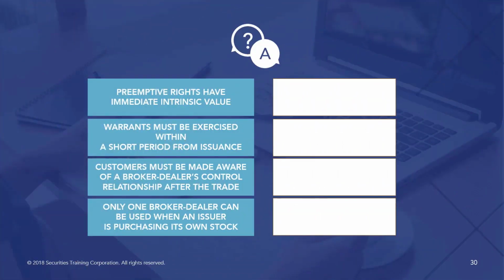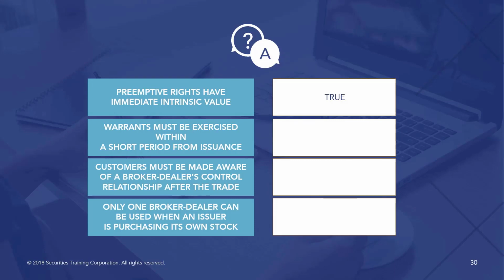Number one, preemptive rights have immediate intrinsic value. True or false? The answer is true. They have immediate intrinsic value. That was an example where it's a discount. If the stock price is 20, you can buy the shares at 16 or 18. That's immediate intrinsic value.